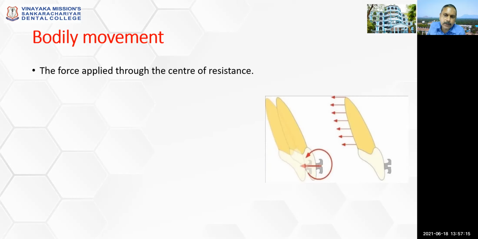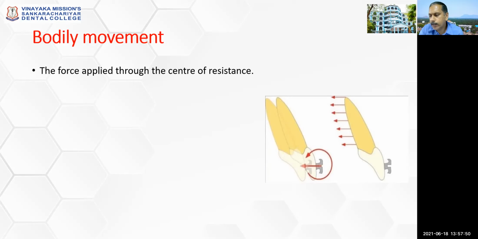Through the center of resistance, a force is applied. So the bracket creates a force transmission from the crown to the root to cause a bodily movement. The application of force onto the bracket, because there is some prescription inside the bracket, allows the transmission of force from the crown of the tooth to the root of the tooth, and it causes a translation of the tooth bodily back.